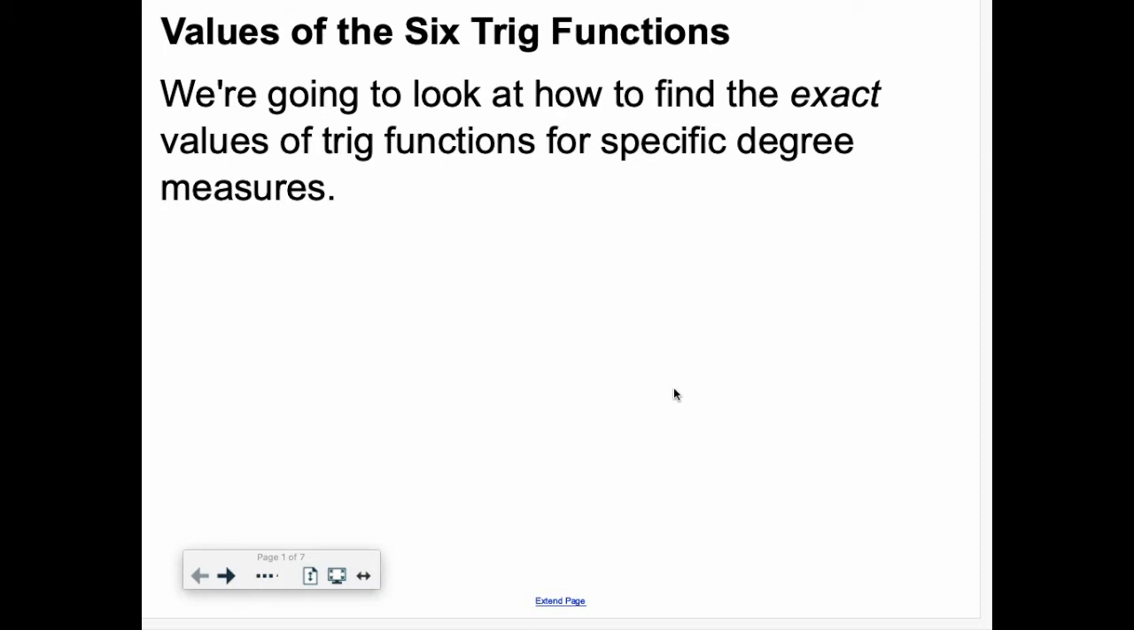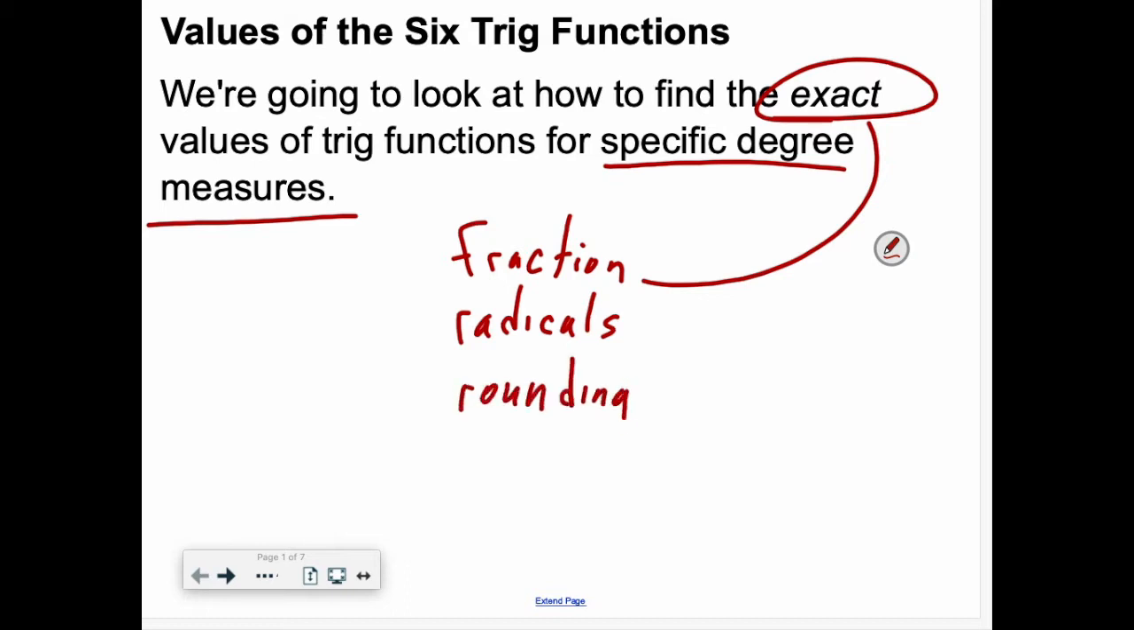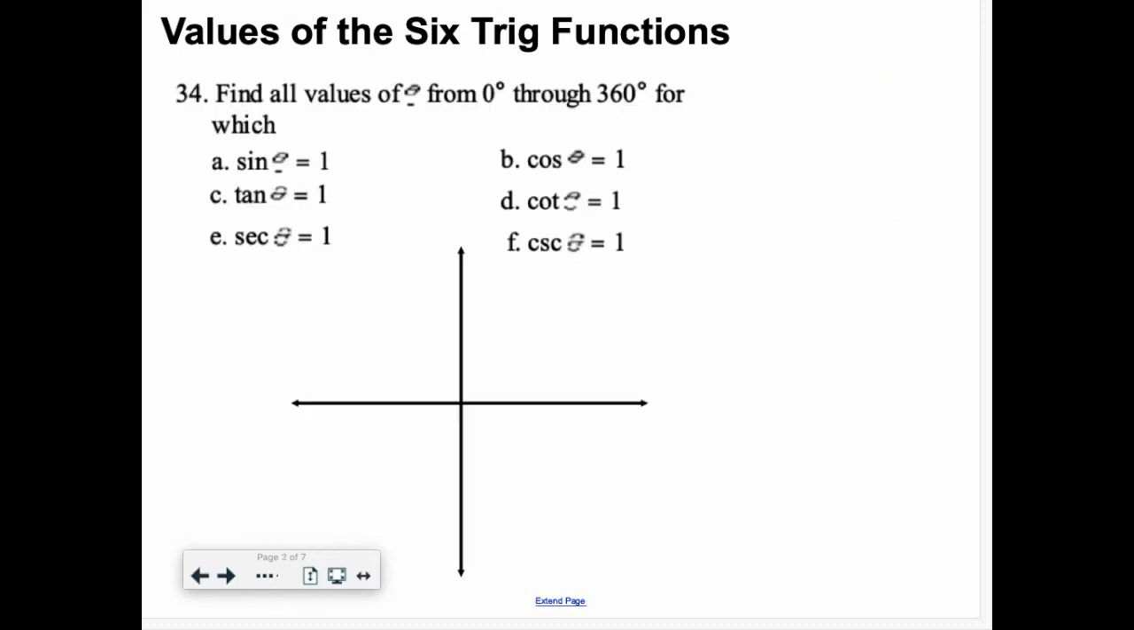So our goal today is to find the exact values of trig functions for specific degree measures. Remember, when we talk about exact, we mean fraction. Normally involves radicals. And at no point does it involve rounding. No rounding whatsoever when we're talking about the exact values.